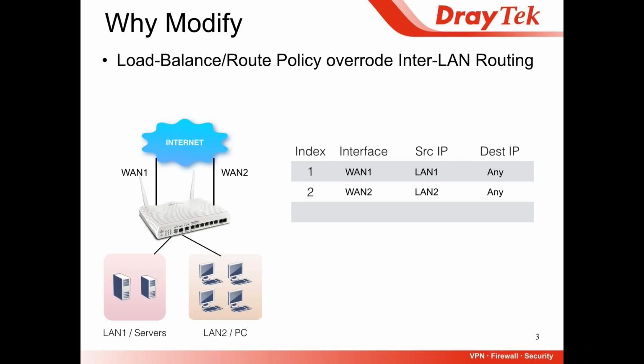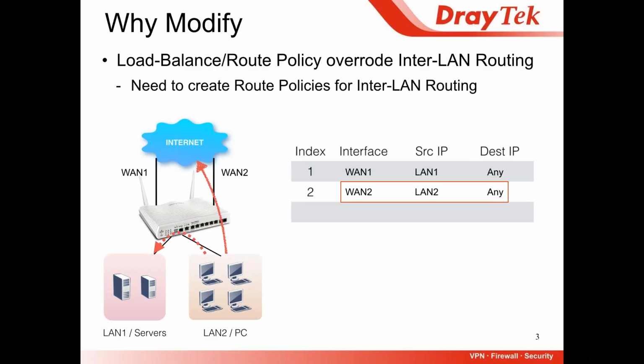But what if your LAN 2 clients want to access the servers in LAN 1? Since we have this policy that says when LAN 2 clients go to any places, the traffic should be sent through WAN 2, we were not able to access the LAN 1 server. In order to access the servers in LAN 1, we need to create another route policy for this interLAN routing scenario. So you need to move down the policies and create the first policy that says when LAN 2 goes to LAN 1, send through LAN 1.